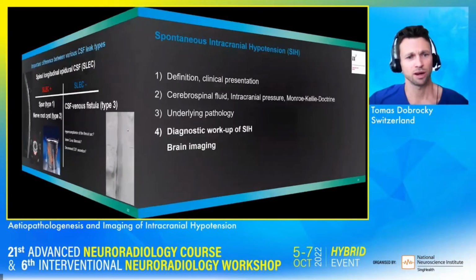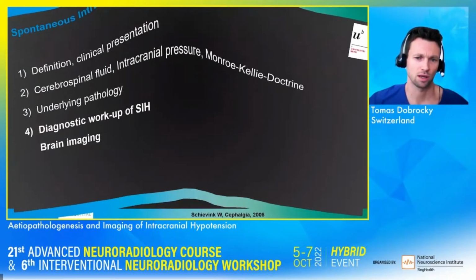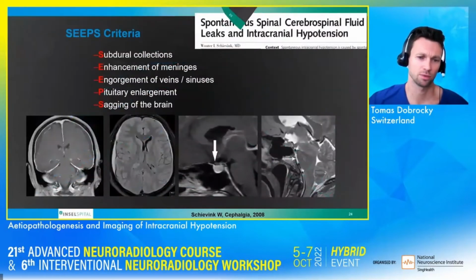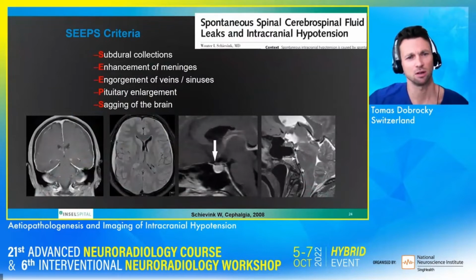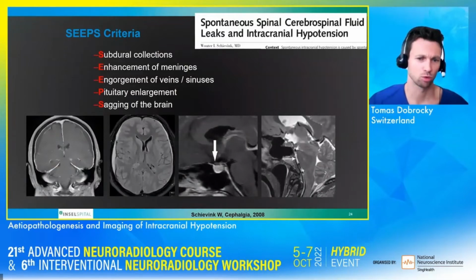We'll now go and look at brain imaging. What's the important finding of brain imaging? Wouter Schievink from Los Angeles first termed the important signs as SEEPS. Those are to be found on brain imaging in patients with SIH. So those are the subdural collections, enhancement of meninges, engorgement of the veins or sinuses, pituitary enlargement, and sagging of the brain.